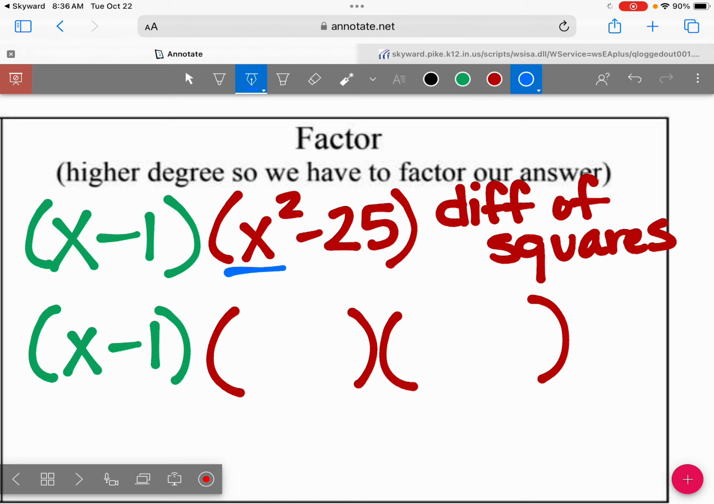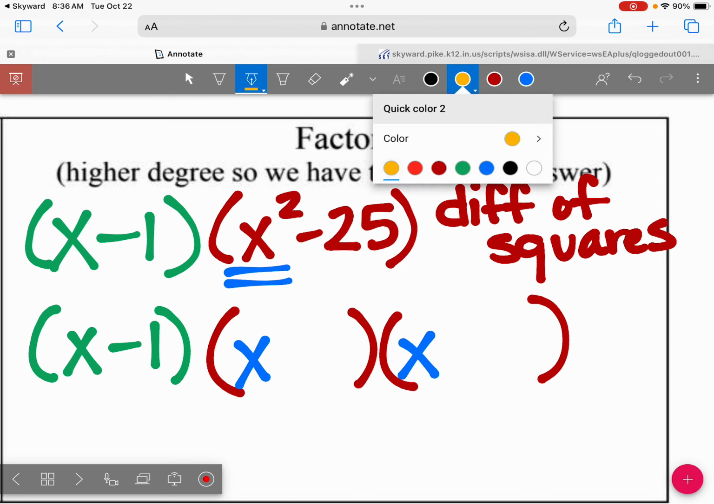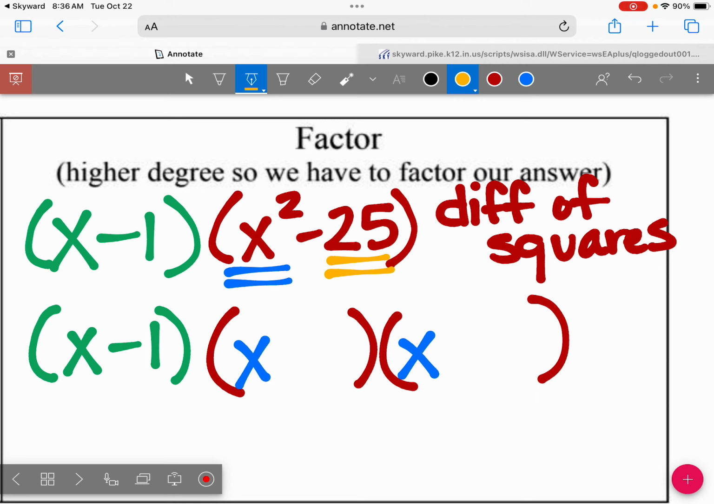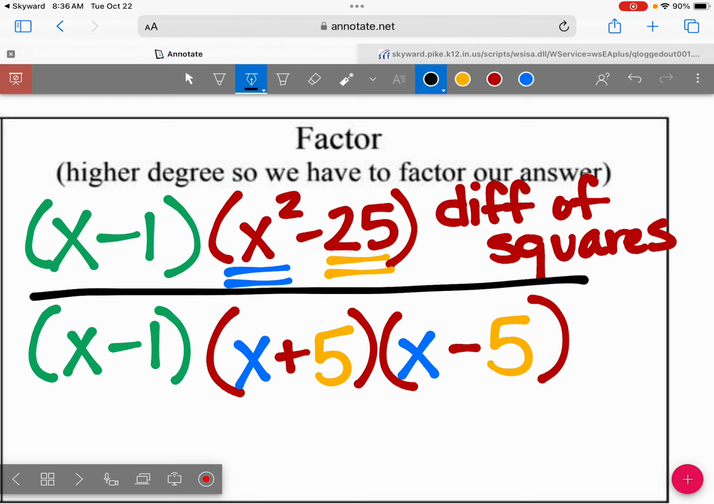The only thing that multiplies to give you x squared is what? X times x. So we're going to put that in the front. 25 is a perfect square. What multiplies to give you 25? 5 times 5. Put that in the back. And then with this pattern, 1 has to be addition and 1 has to be subtraction. And that would be your 3 factors.